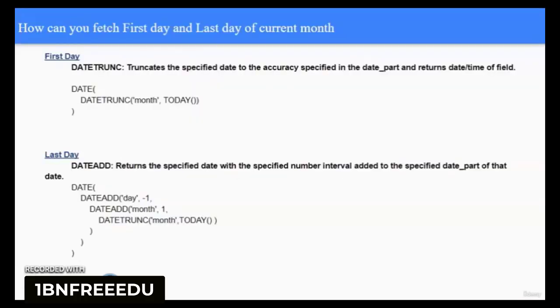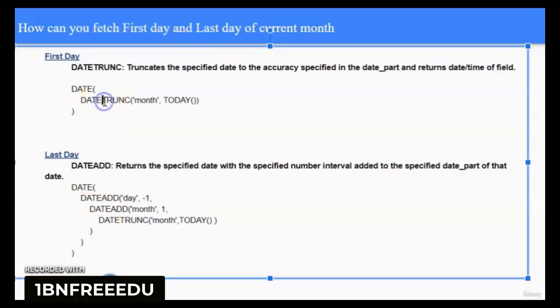Next question, how can you fetch the first day and last day of the current month? You can fetch the first day by creating a calculated field with this formula. What DATETRUNC will do is truncate whatever date you have specified here to the accuracy specified in the date part and return the date and time of the field. So this formula will return today's month. Suppose today is January 15th. It will return 1st January and the year with time.